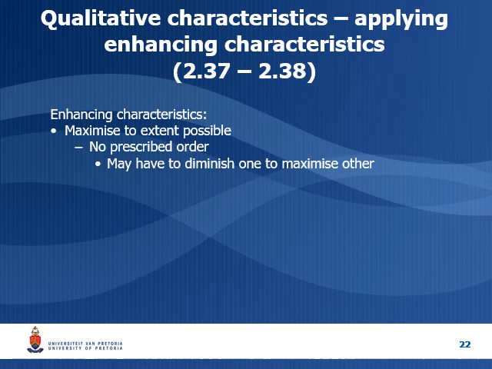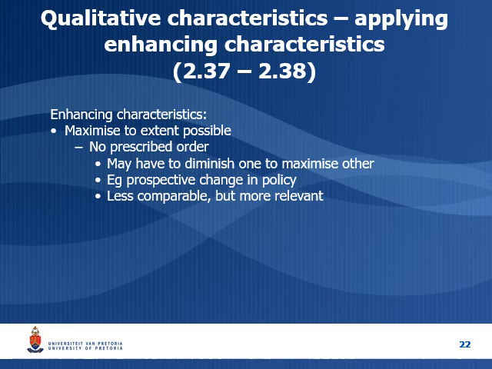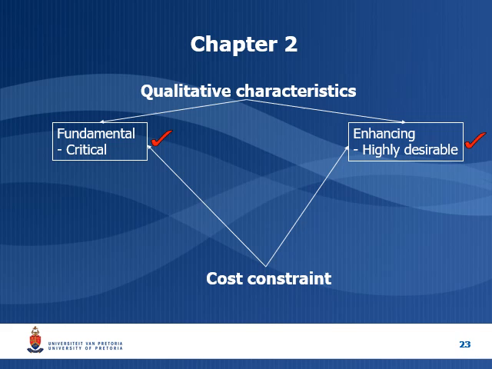An example of this is if a new accounting policy is applied prospectively. The prospective application may reduce comparability with prior years, but the new policy may provide more relevant information. So in this case, comparability is sacrificed for improved relevance. This concludes our discussion of the fundamental and enhancing qualitative characteristics of useful financial information.